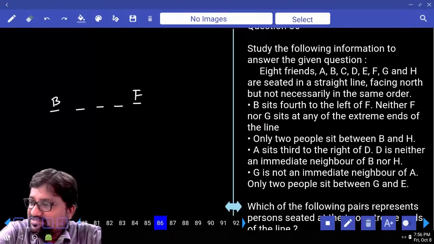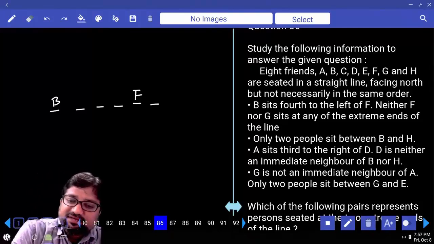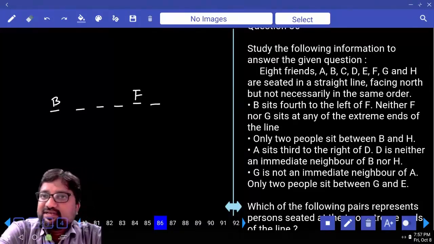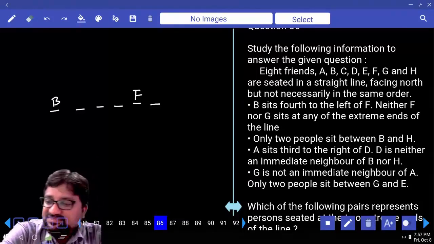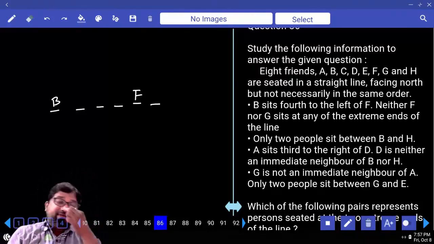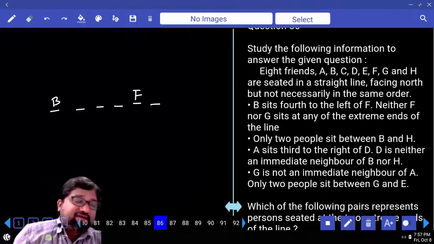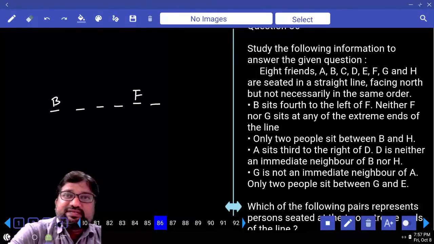The next point says neither F nor G sits at any extreme end of the line. When F is not sitting at the extreme end, F will have 2 neighbors. Now how many places have I covered? 6. Next, only 2 people sit between B and H. As told earlier, we have covered 6 places and I am looking for only 2 places.